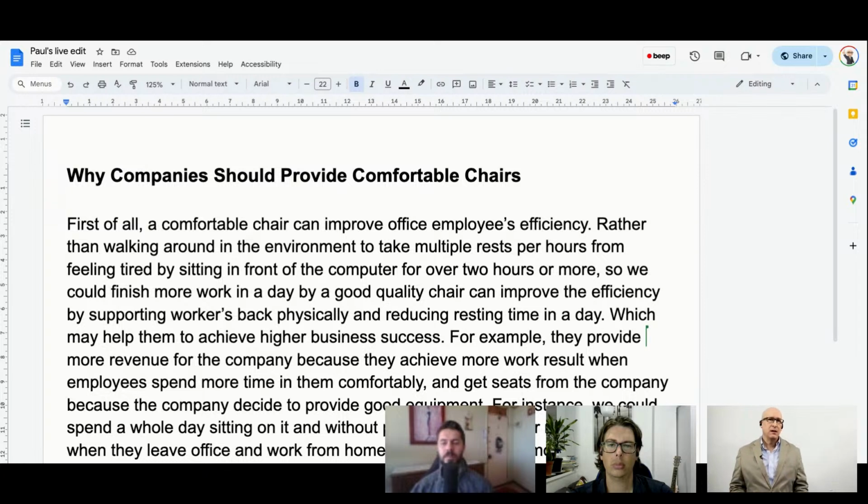It's from an essay assignment that basically asks you why companies should provide comfortable chairs. And one of the things a student learning composition learns early on is how to write a topic sentence that establishes the subject matter and your particular thesis or view on it. And I think they do a nice job of that to start this paragraph. They say, "First of all, a comfortable chair can improve office employees' efficiency." And I like that because they're starting the paragraph off very nicely.